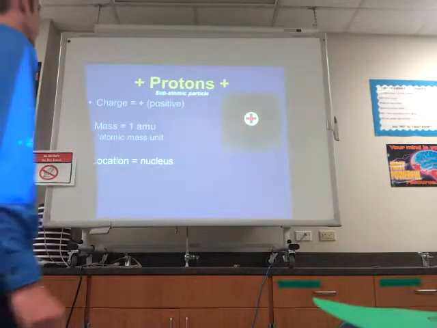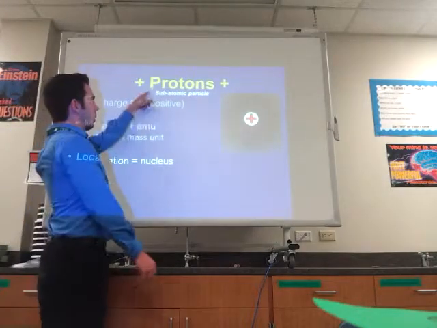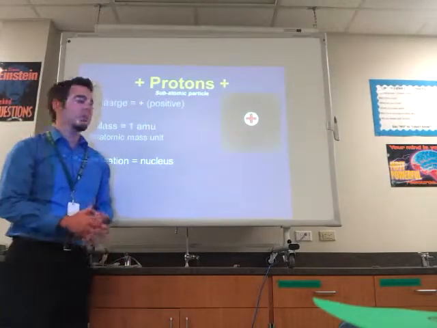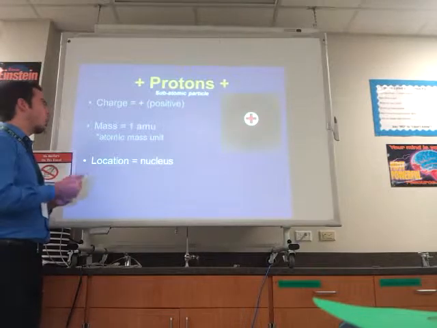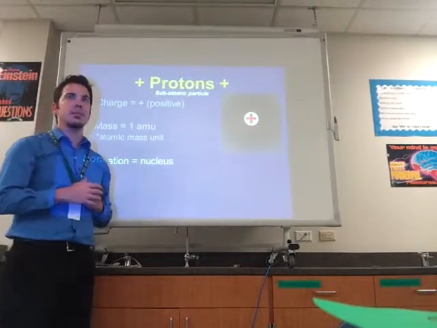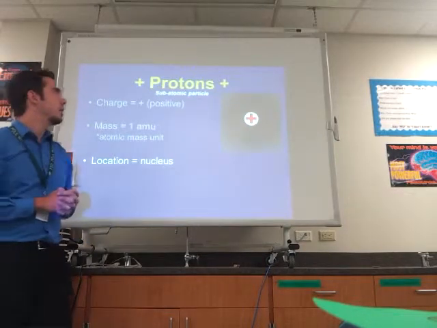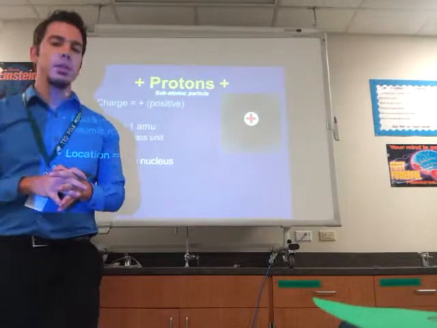So a little bit about protons. Again, they do have a positive charge. What you can remember is proton, positive, they both start with P. The mass is 1 AMU, so they do have mass. We count that toward the atomic mass as listed on the periodic table. And the location of the protons is in the nucleus.